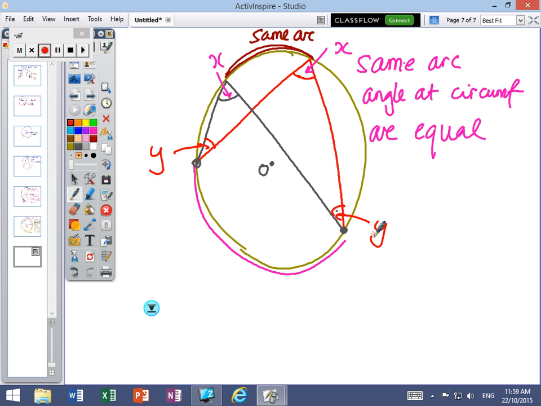And obviously these angles in here, which have nothing to do with the circumference or the center, must be equal, if I call that Z, because these are vertically opposite. And also you've got angles in a triangle.